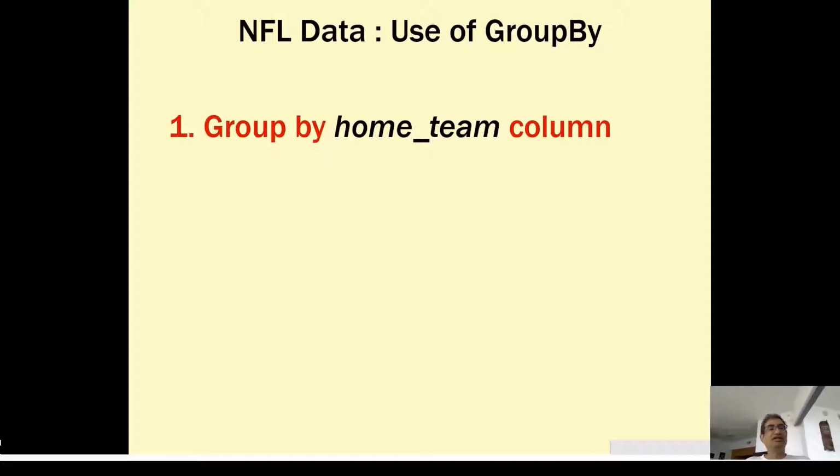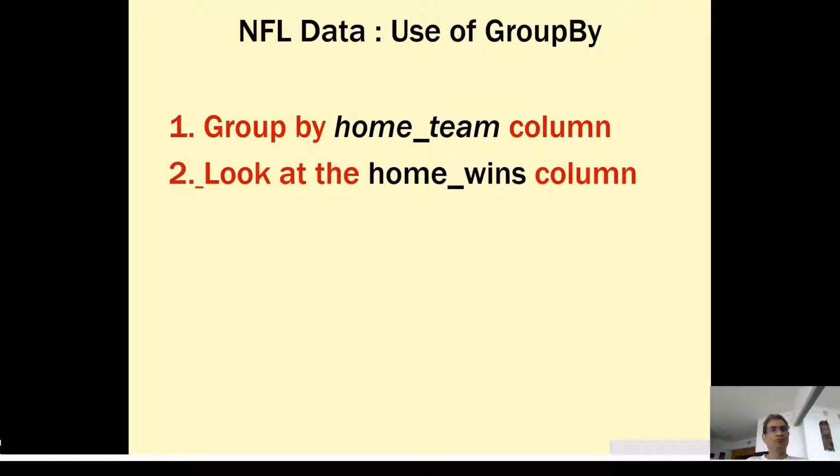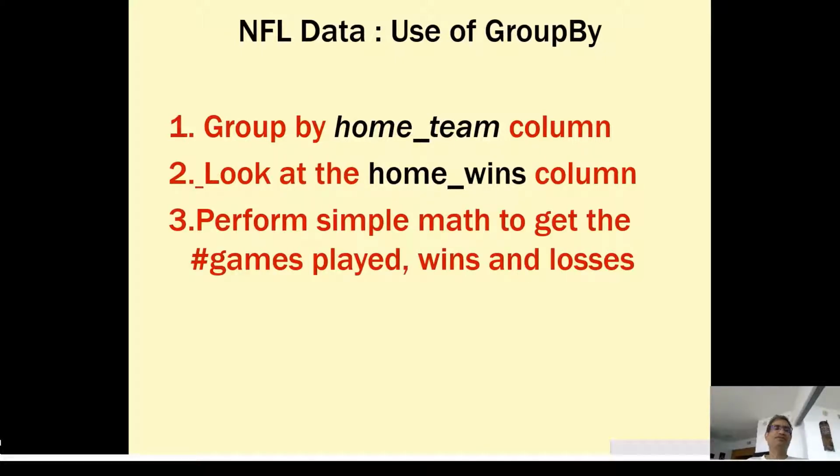First, we need to group by the home team column. Remember what our goal is, to find out the total number of, let's say, home team number of games played, won and lost. Okay, so I want to group. I have 256 rows mixed up, so I want to group each one by home team, by one team at a time. Then I want to look at a particular column that we have created called home wins, which is just true false columns. Okay, and then we can perform simple math to get the total number of games played, wins, losses, etc.